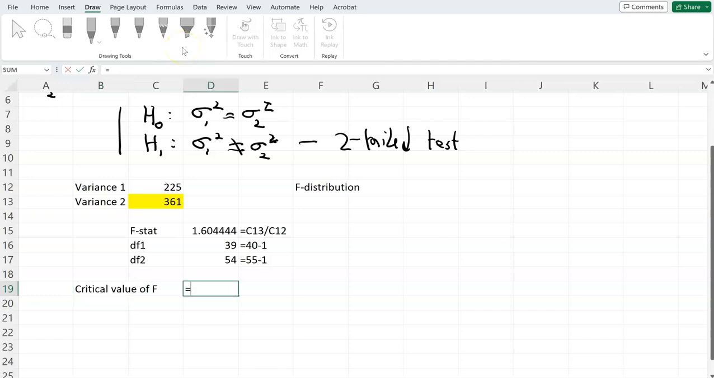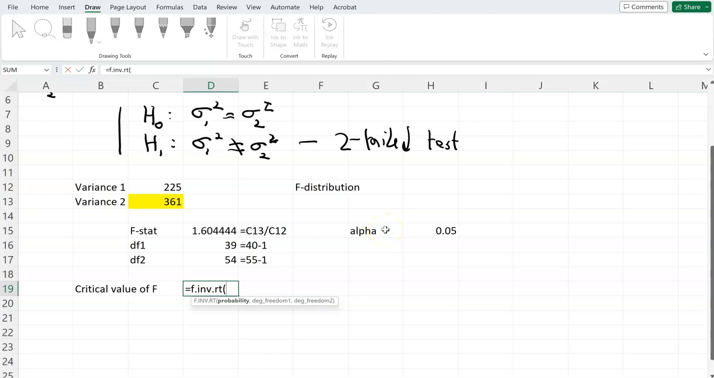And the formula will be F.INV.RT, right tail. Now, if you remember the probability, let's say we are testing alpha at 0.05. So let me write it here. Let's say my alpha that I'm testing is 0.05. So when I'm writing F.INV, I'm doing the right tail test.